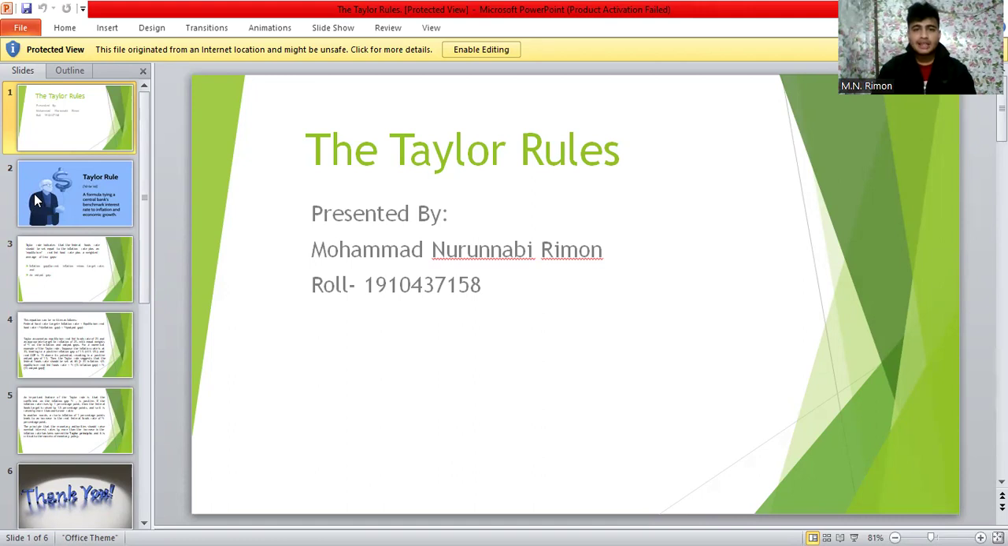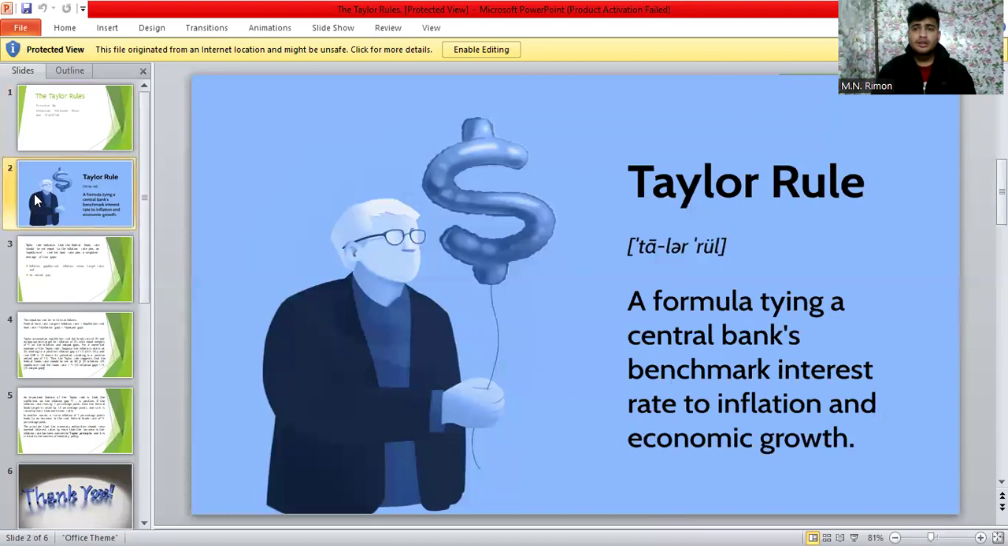Today I discuss the Taylor rule. First of all, we should know what the Taylor rule is. The Taylor rule is a formula tying a central bank's benchmark interest rate to inflation and economic growth.